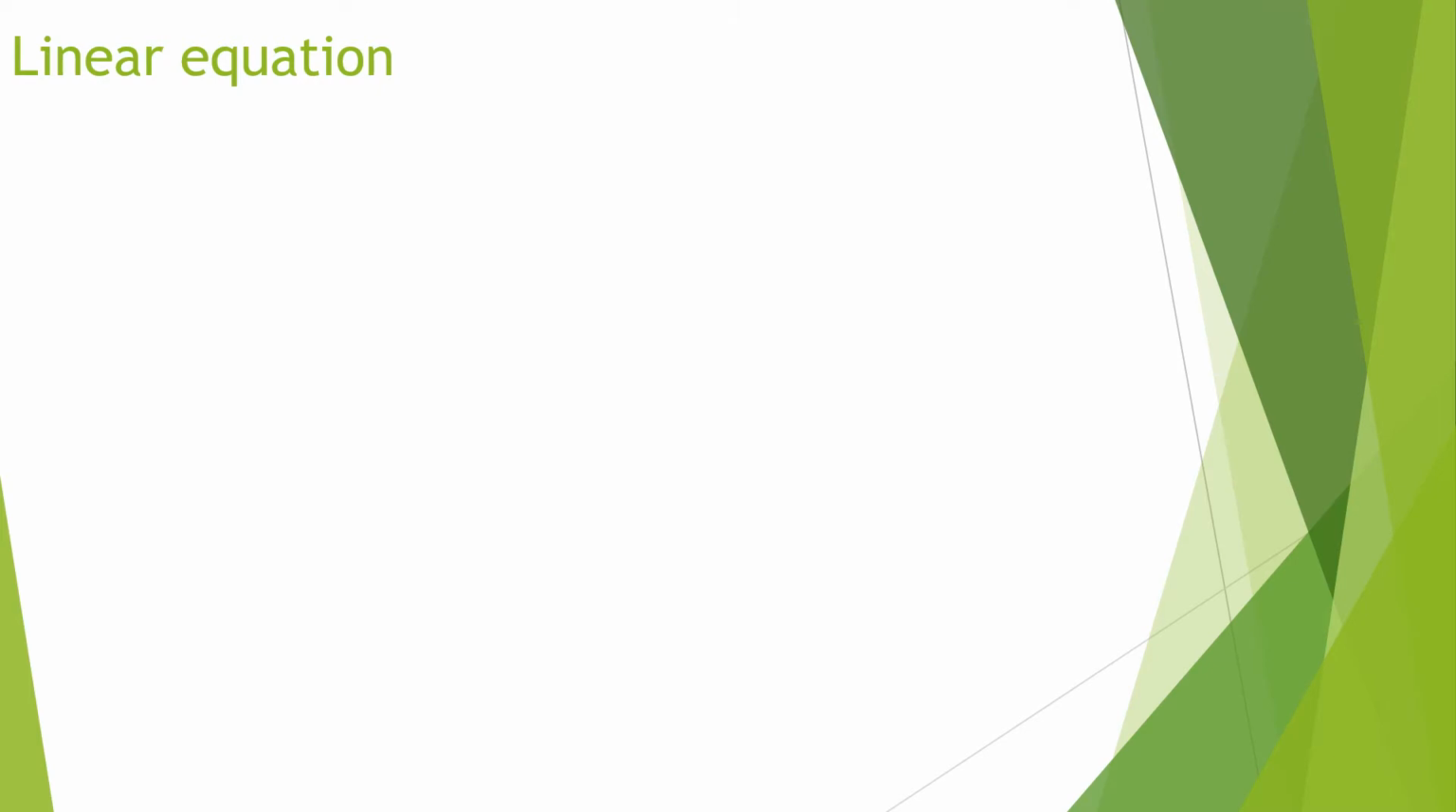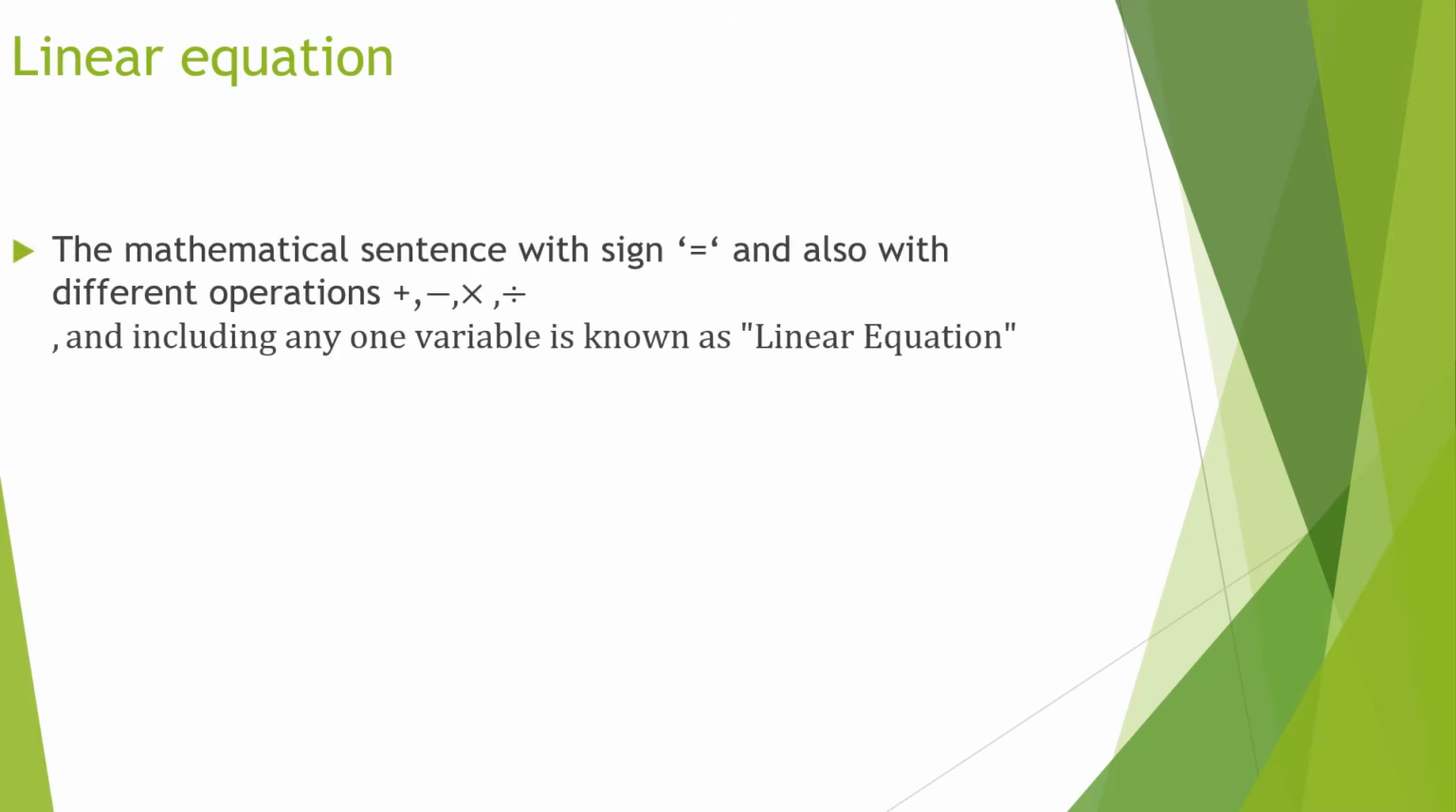What is a linear equation? A mathematical sentence with an equal sign and different operations, plus, minus, multiply, division, including any one variable, is known as a linear equation. For example, you can see here 7 plus 5x is equal to 3x plus 15. There is only one variable. This is a linear equation in one variable x.